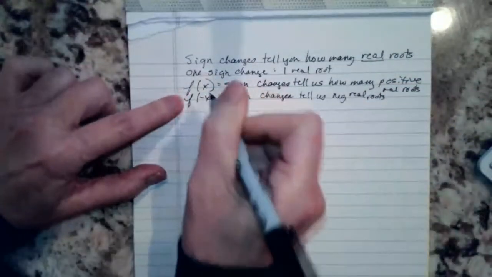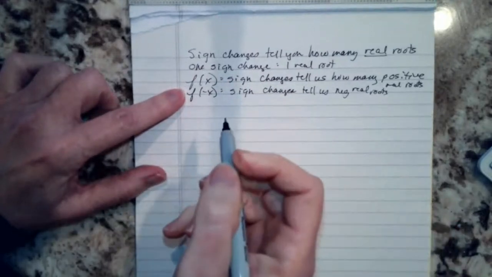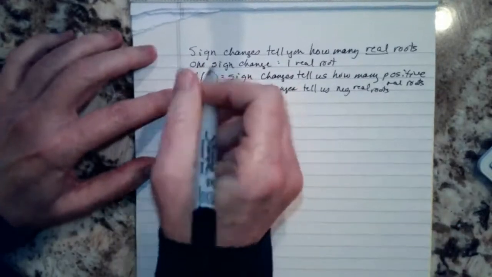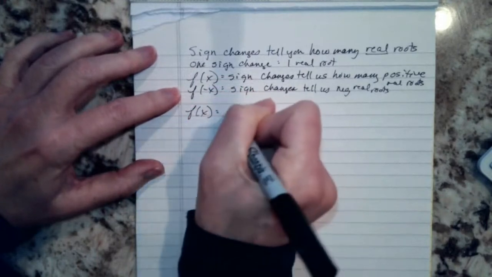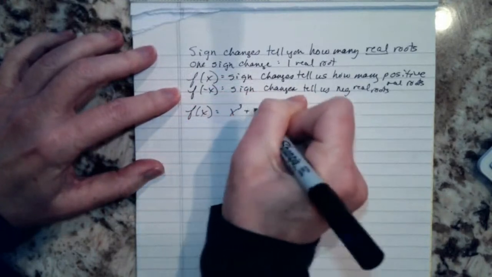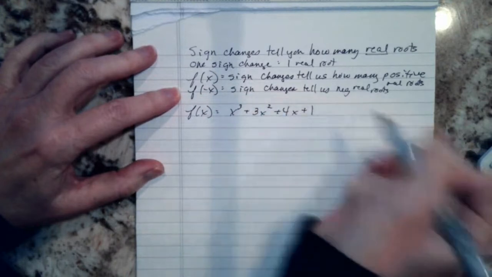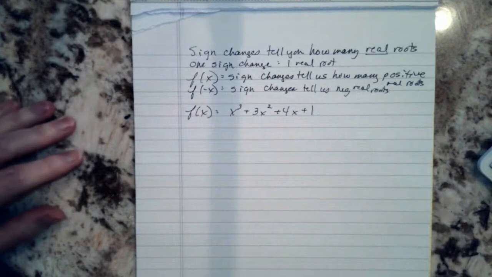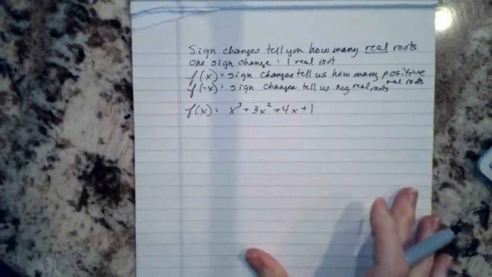And then for both of these categories, you know what, I'm going to save that till we actually do it. There's something funky that goes on there. Let's look at 3 of them. Let's look at f of x equals x cubed plus 3x squared plus 4x plus 1. Okay, let's find out how many of these might be real.